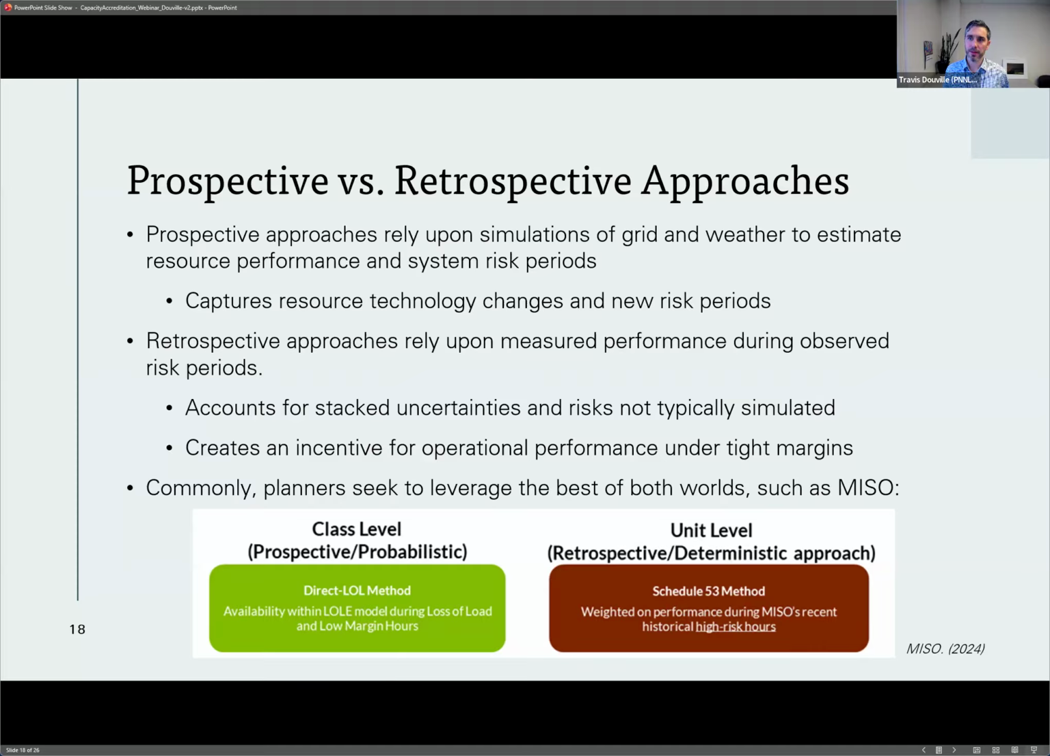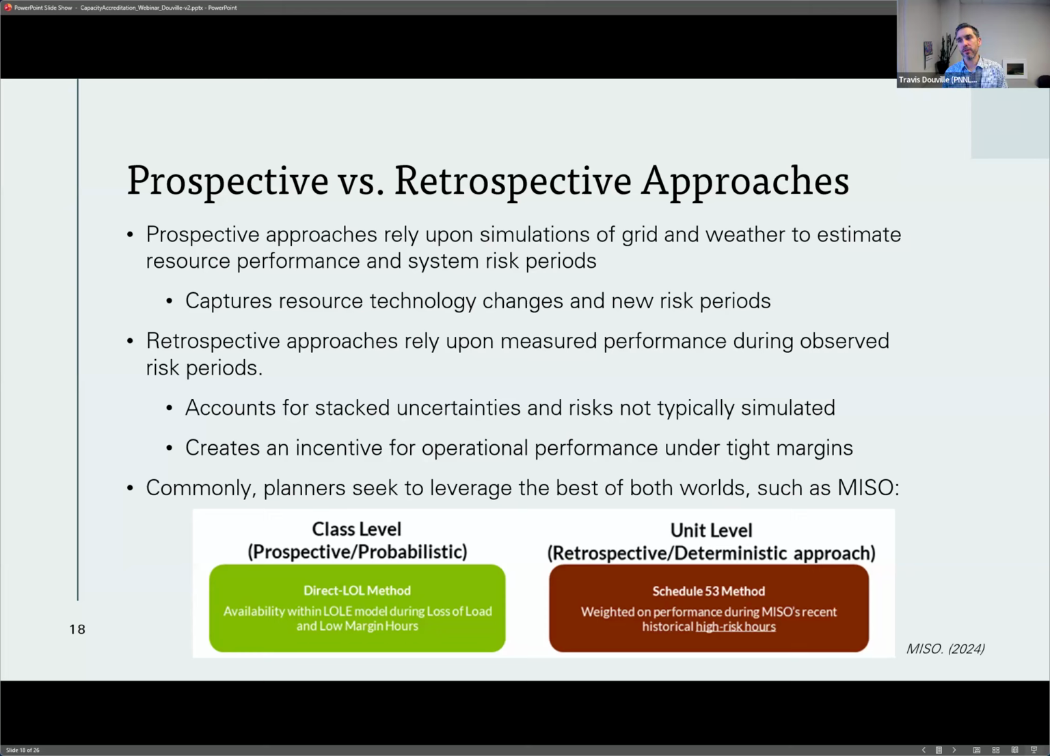Given these differences, you might think a planner would pick one or the other, but actually some of the more sophisticated planners for reliability and resource adequacy consider hybrids of these methods. MISO provides a great example whereby resource class, they consider a probabilistic prospective approach with the direct loss of load method that we discussed earlier. This allows them to capture new low margin hours and the contribution of an evolving portfolio of resources.